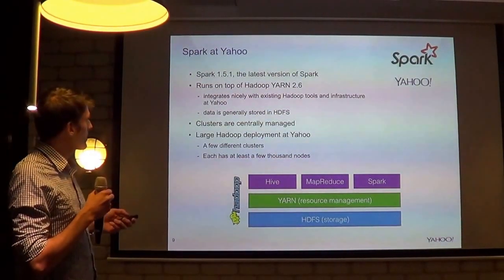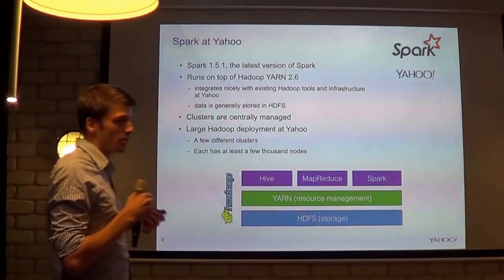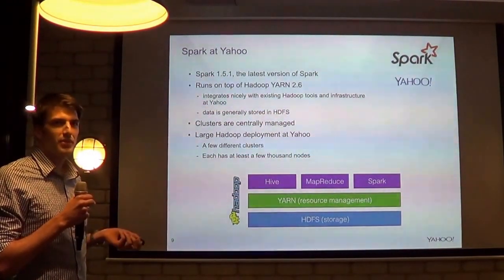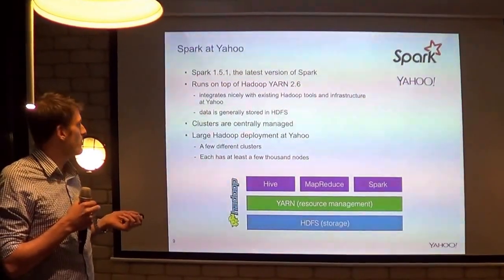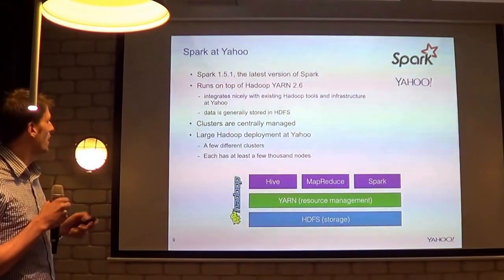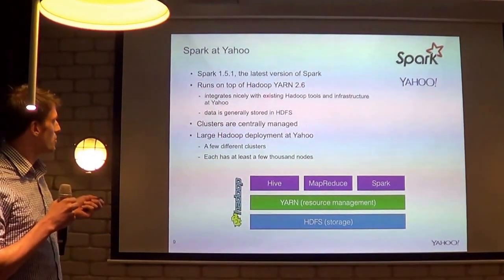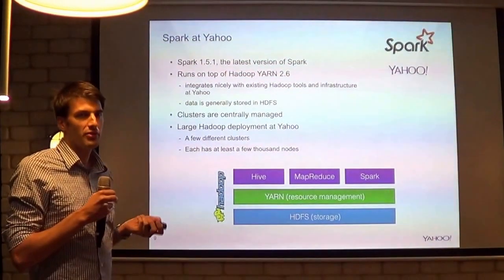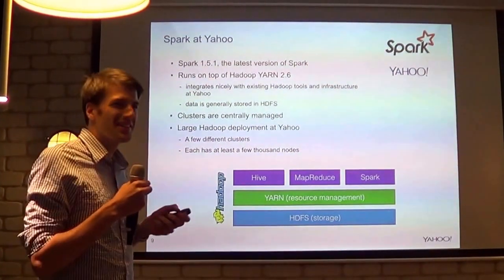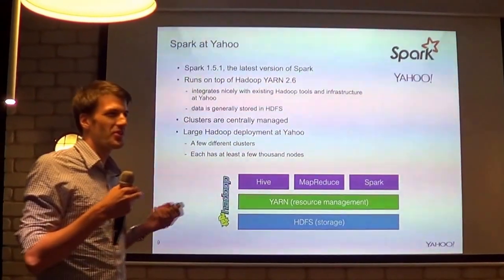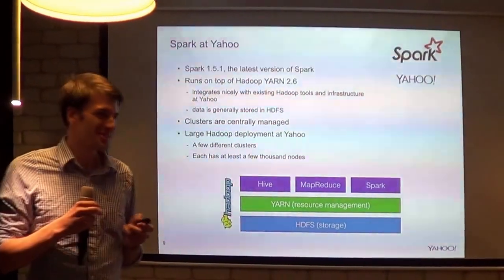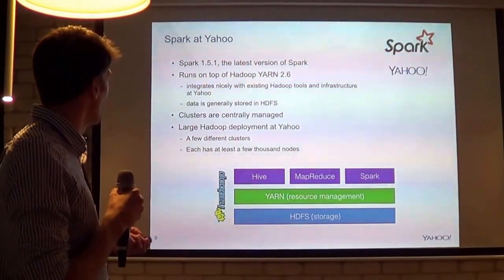So what do we use at Yahoo? We use the latest version of Spark. Who knows about Yarn, Mesos? Essentially we use Yarn as a resource manager for running Spark on top of Hadoop. At Yahoo, most of the data is stored in some format on top of HDFS. And so the different teams within Yahoo don't need to manage their own clusters. That's all centrally managed. And it's really nice. I mean, tons of clusters and nodes available.